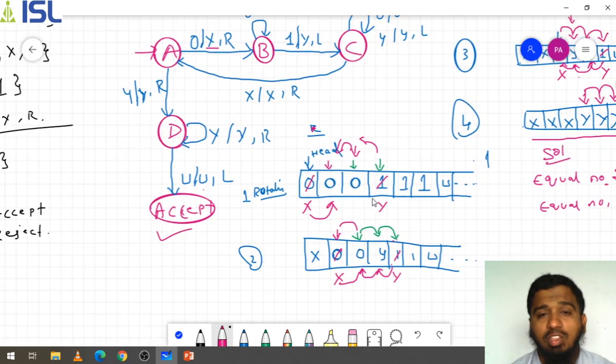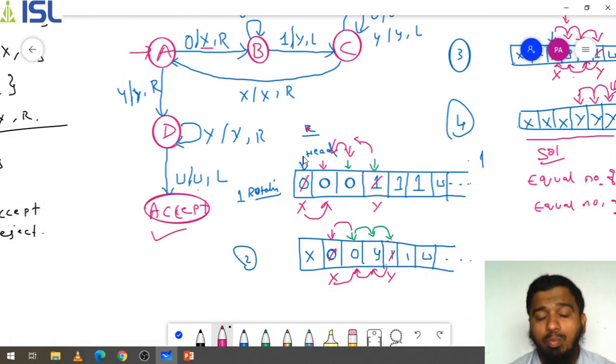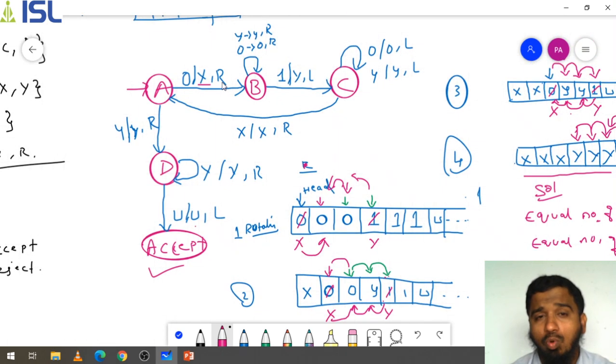So here I will explain this one. My head is on 0. If it is 0, then it is replaced with X and the head moves to the next, as mentioned here, move to right. The next is, if 0 is replaced with 0 and moves right. So this 0 is replaced with 0, because of that I did not change it here, otherwise you will get confused. Because 0 is replaced with 0, the same value is displayed here.